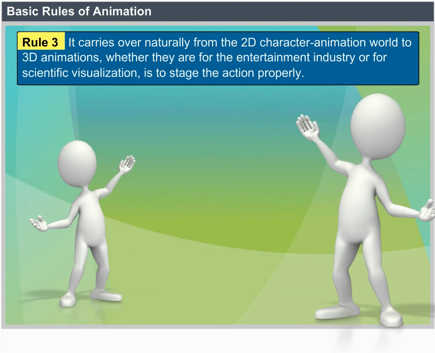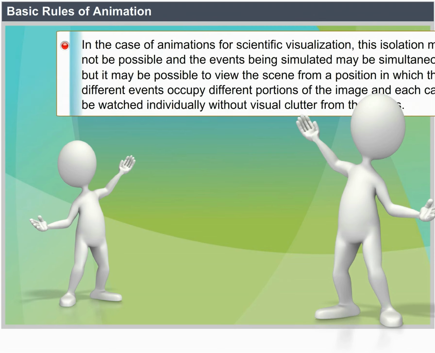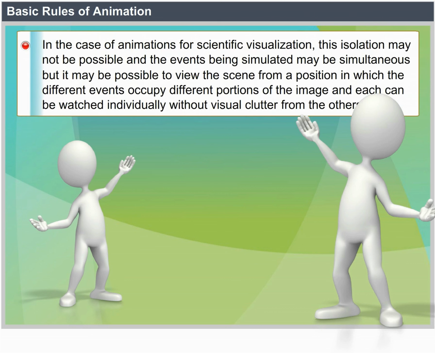Rule 3, which carries over naturally from the 2D character animation world to 3D animations, whether they are for the entertainment industry or for scientific visualization, is to stage the action properly. This includes choosing a view that conveys the most information about the events taking place in the animation, and, when possible, isolating events so that only one thing at a time occupies the viewer's attention. In the case of animations for scientific visualization, this isolation may not be possible. The events being simulated may be simultaneous, but it may be possible to view the scene from a position in which the different events occupy different portions of the image, and each can be watched individually without visual clutter from the others.